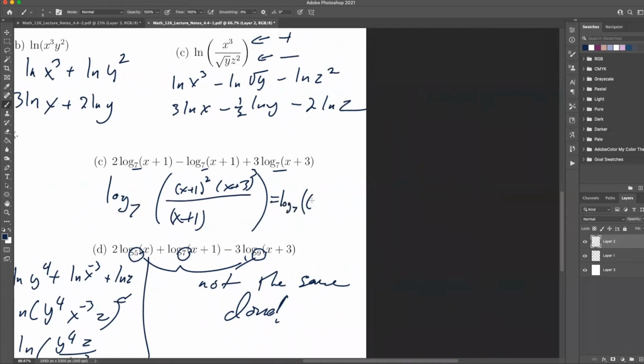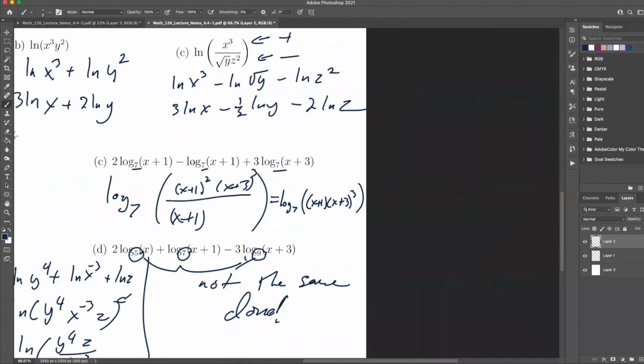Seven of (x plus 1)(x plus 3) cubed. So here, notice that this would cancel that, and so this is what we get. All right. Could you have done this before?